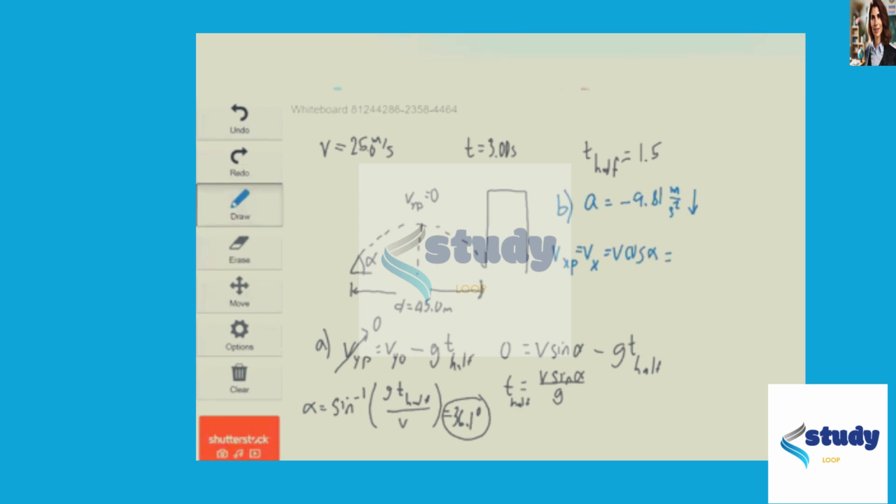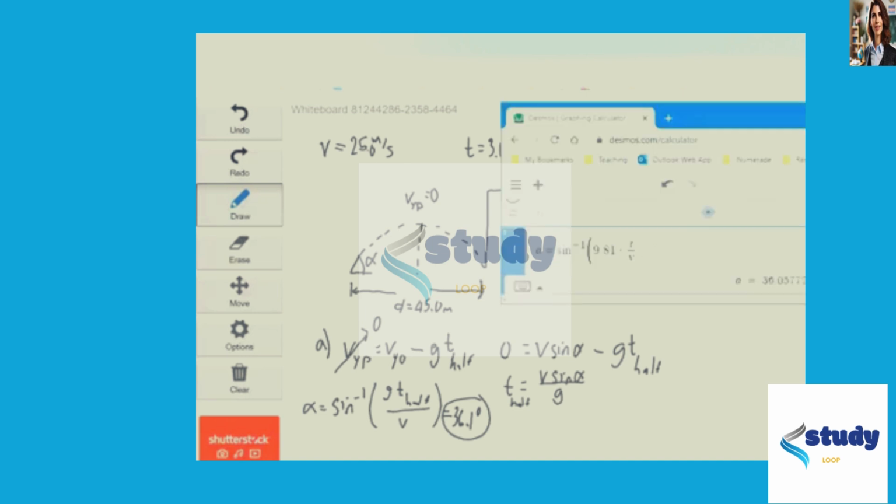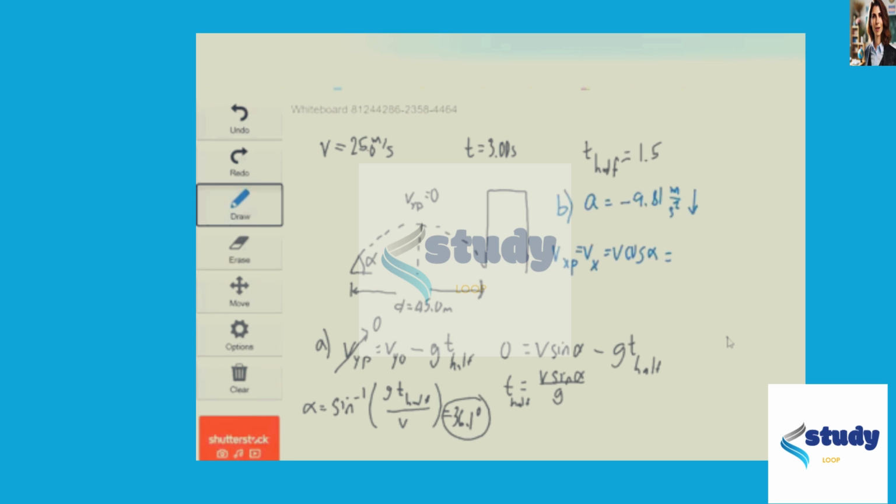So let's get that. V cosine alpha is 20.2 meters per second. That's an answer, and that's an answer. Okay, C.